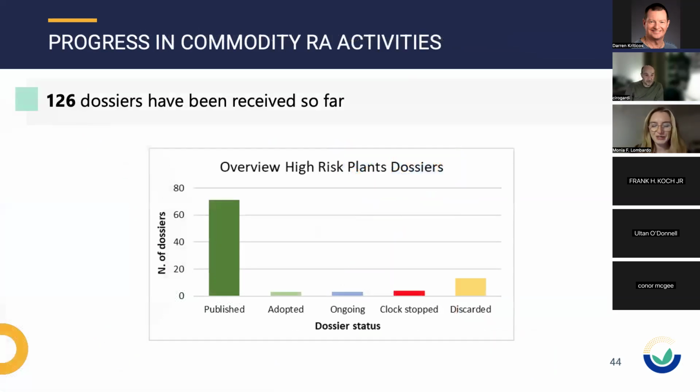Thank you. So this number in fact came from a total of 126 dossiers received so far and processed. Some of them, as you can see, have also been discarded, and some are ongoing or adopted, so they are in the phase of being published. And the next slide, please.